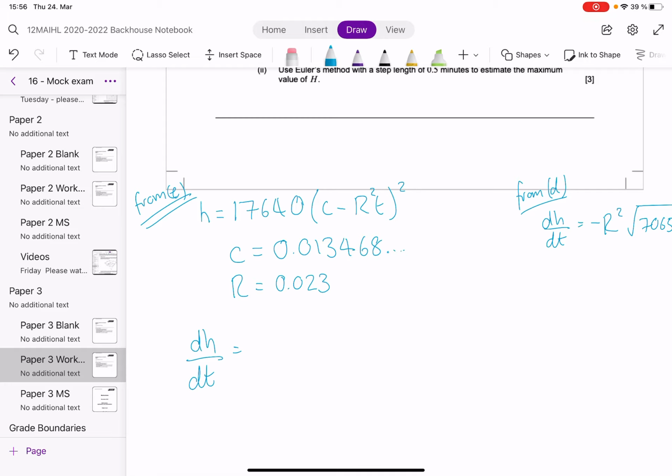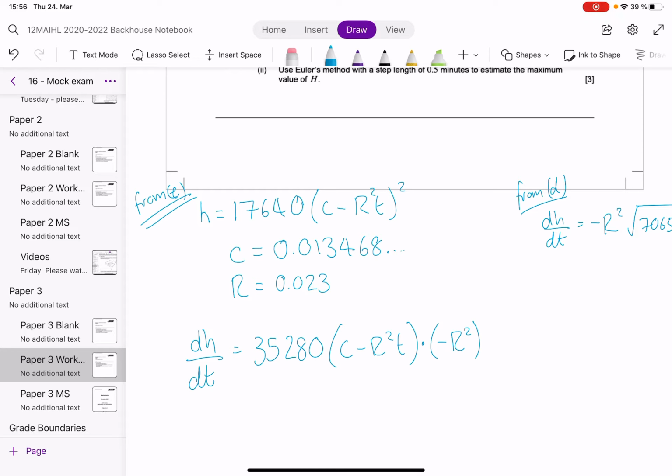T is our variable, C and R are parameters that we know. So doing the chain rule, the inside function is this C minus R squared T. The outside function is 17,640 x squared. So the squaring, we're going to multiply by 2, which is 35,280, I believe. We're going to reduce the power by 1, so that's down to a power of 1, and we're going to multiply by the derivative of the inside, which is negative R squared.